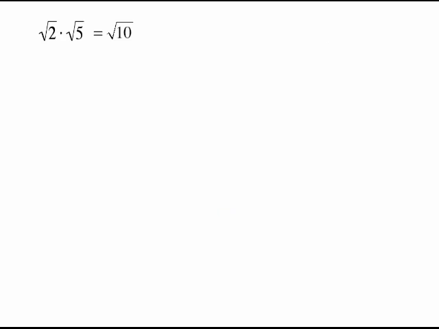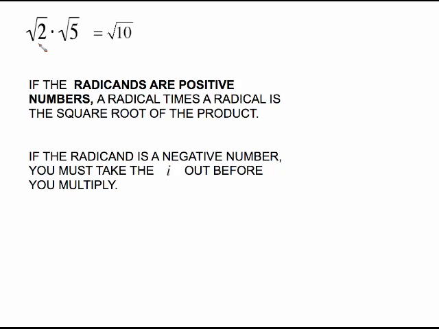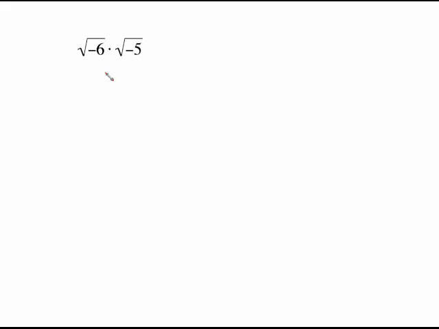Here's something you know from before. You know that the square root times the square root is just the square root of the product. So square root of 2 times the square root of 5 equals the square root of 10. But this is only true if the radicands are positive numbers. Then you may use this rule. If the radicand is a negative number, you must take the i out before you multiply, like this.